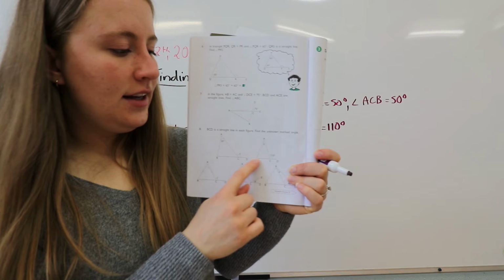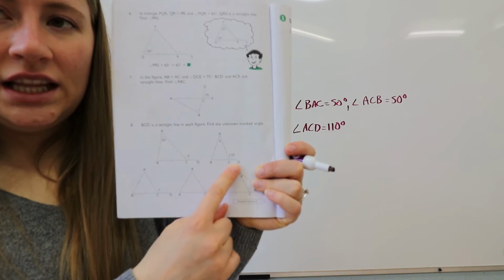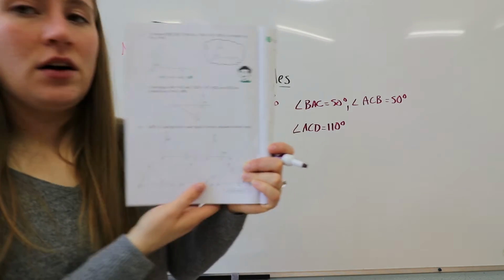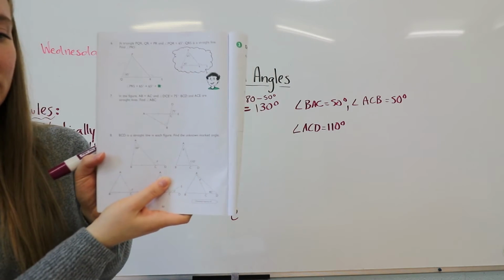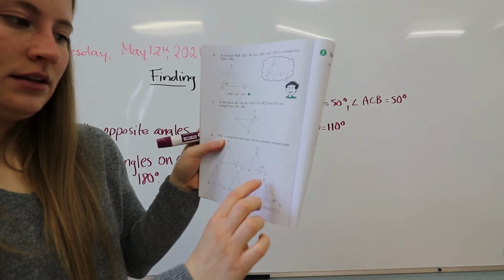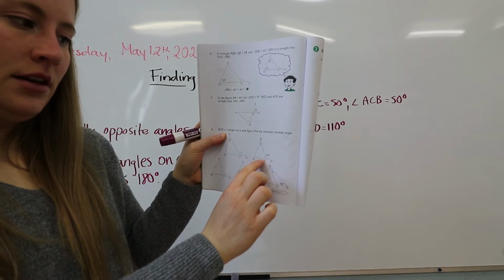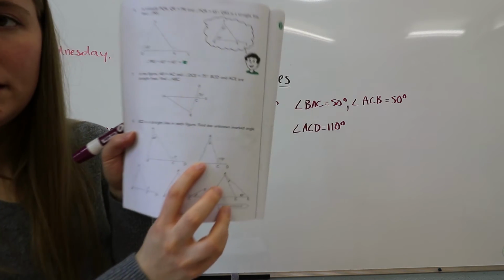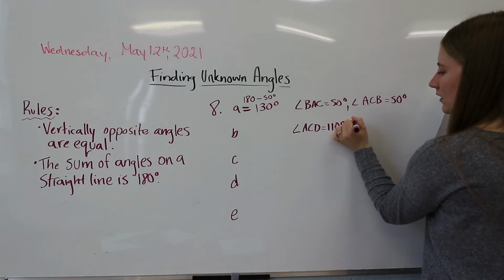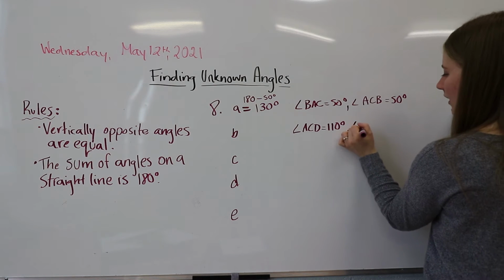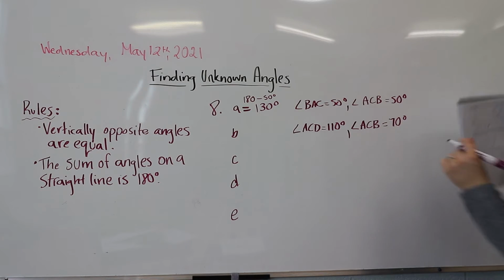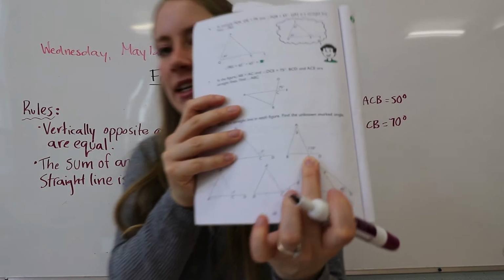So in order to find the base angles, we can use our straight line rule, okay? So we have ACD is 110 degrees, and so 180 degrees minus 110 degrees equals 70 degrees. So that's ACB, okay? So we found that out using our straight line rule. ACB equals 70 degrees, okay? So that's this angle right here.